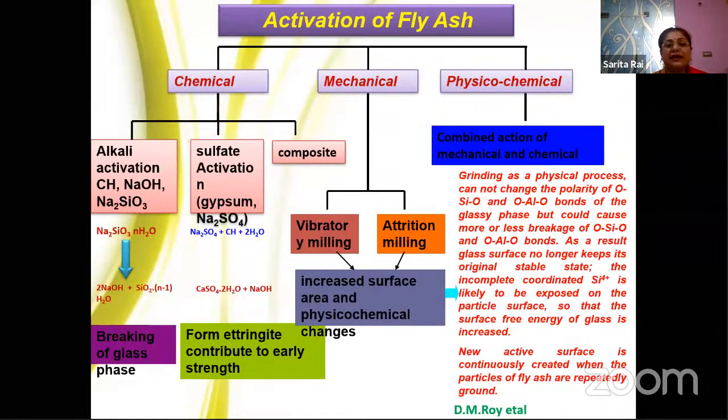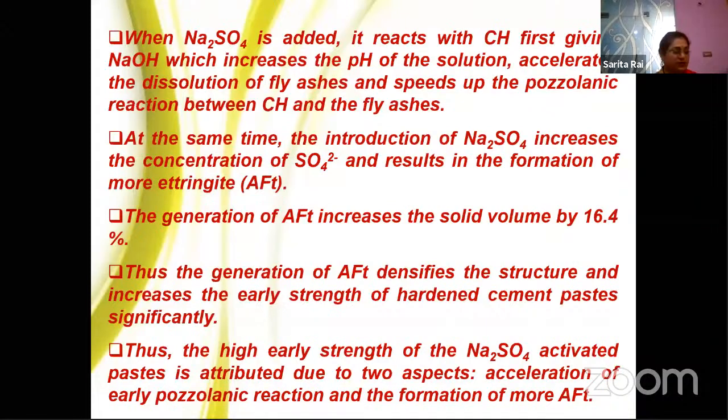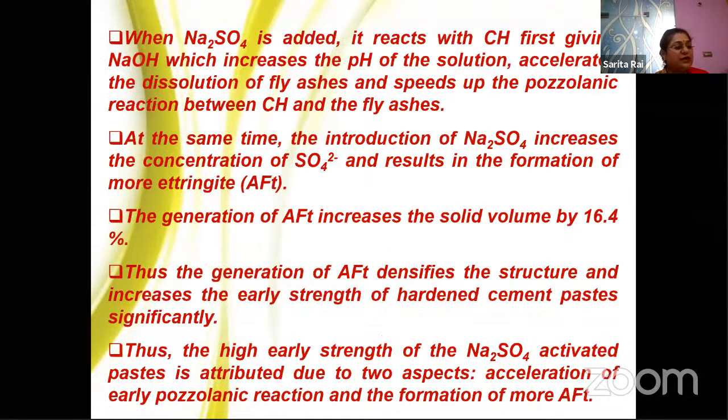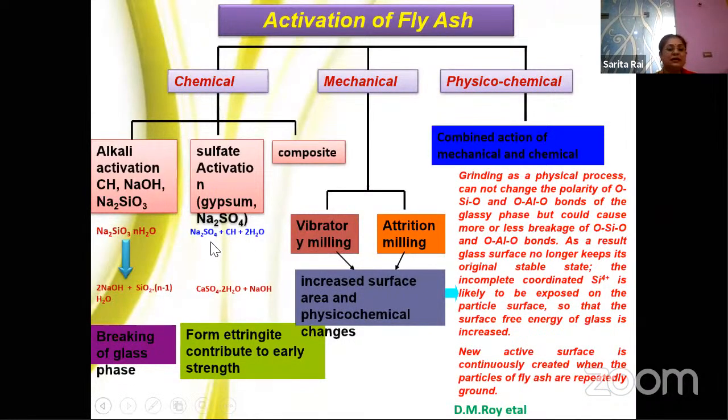Activation of fly ash can be done by chemical, mechanical, and physicochemical methods. When sodium sulfate is added, it reacts with calcium hydroxide, first giving sodium hydroxide, which increases the pH of the solution, accelerates the dissolution of fly ash, and speeds up the pozzolanic reaction between calcium hydroxide and the fly ash. At the same time, the introduction of sodium sulfate increases the concentration of sulfate ions and results in the formation of more ettringite, which contributes to early strength.